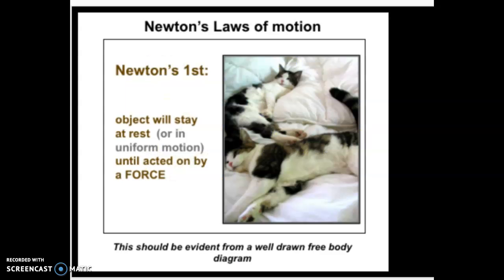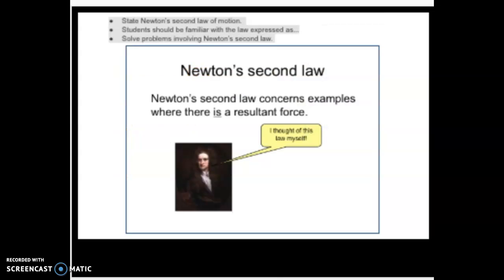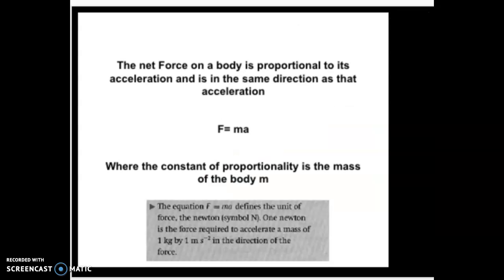If we go on to Newton's second law, if I can find it, wherever I put the second law, here it is. Newton's second law concentrates on situations where there is definitely a resultant force. And it tells you that the net force on a body is proportional to the acceleration. So once you know what the net force is, you can find the acceleration. And acceleration happens only when there is a resultant force.